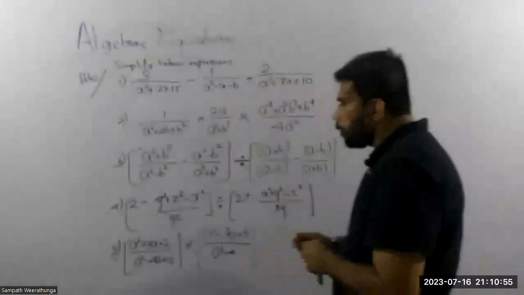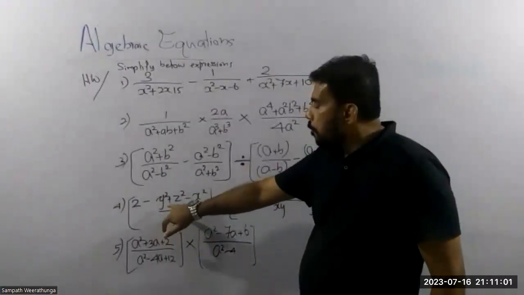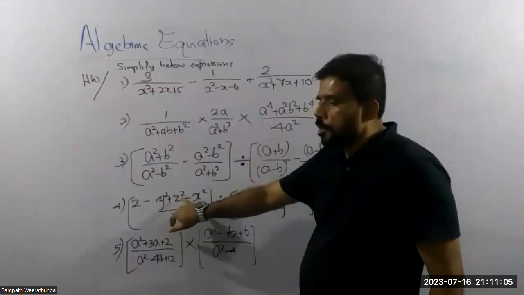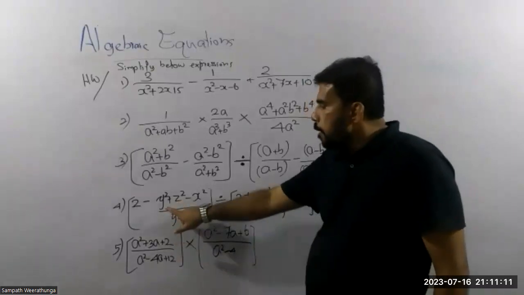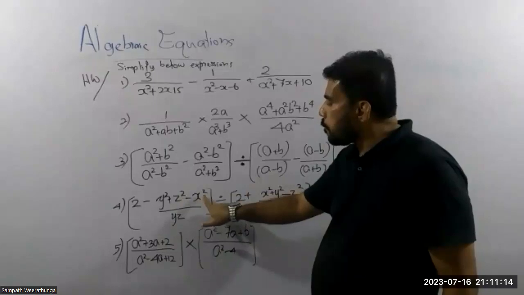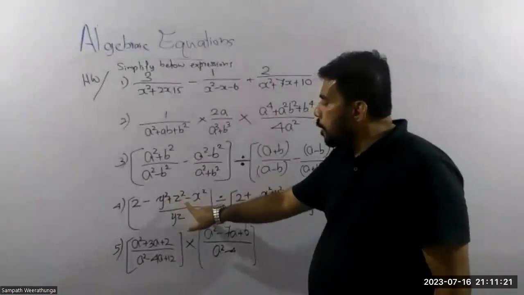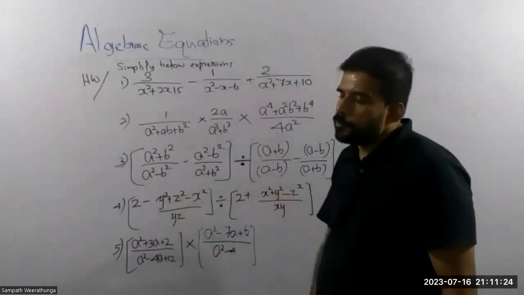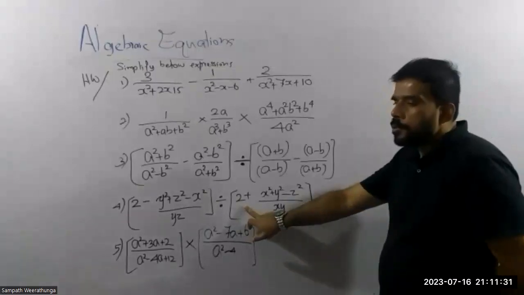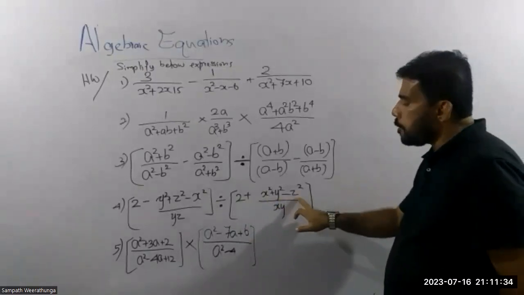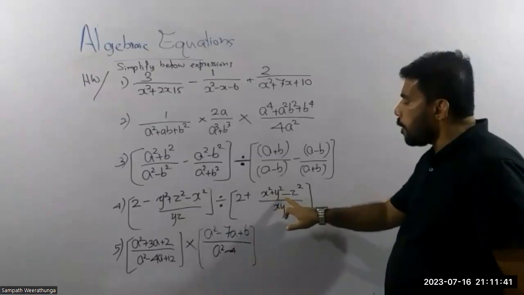Then the fourth one: 2 minus, y squared plus z squared minus x squared over yz, divided by 2 plus, x squared plus y squared minus z squared over xy.